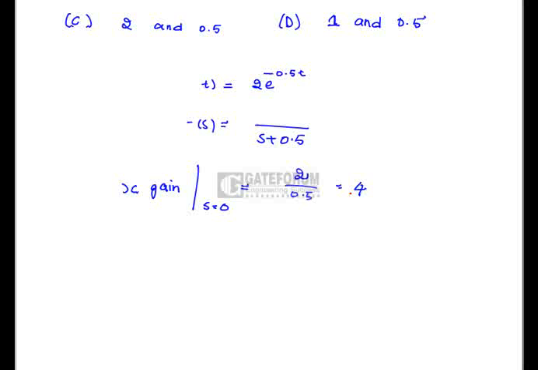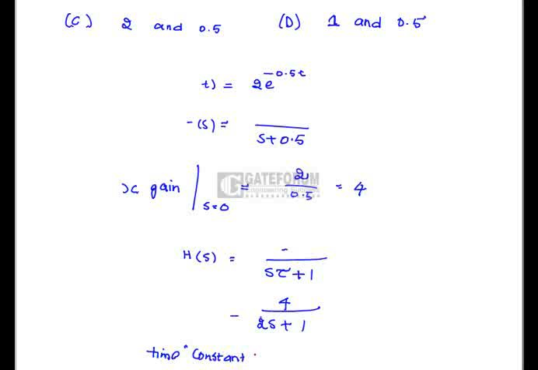Whereas for the time constant, because it is a first order system, we arrange the equation in this form: we get 4 by 2s plus 1. If we compare these two equations, we get the time constant tau equals 2, so option A is correct.